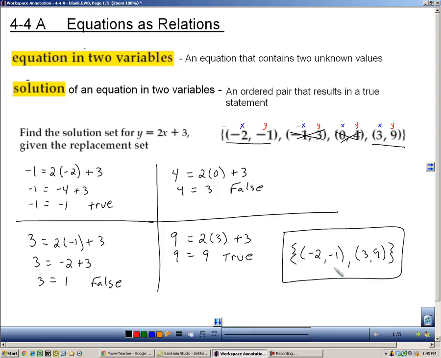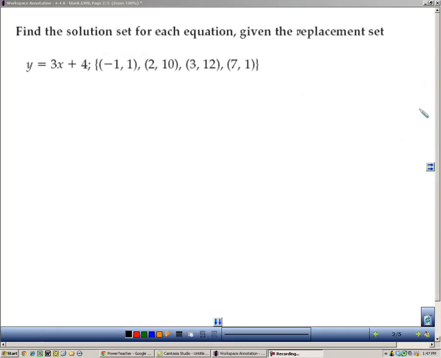Now this solution here is also known as a relation. We'll go back to the heading here because it's a set of ordered pairs. And so when you have two variables in an equation, the solutions are relations. Here we're asked to find a solution set given a replacement set. Here's my equation, y equals 3x plus 4, and I want to find out which of these ordered pairs work.